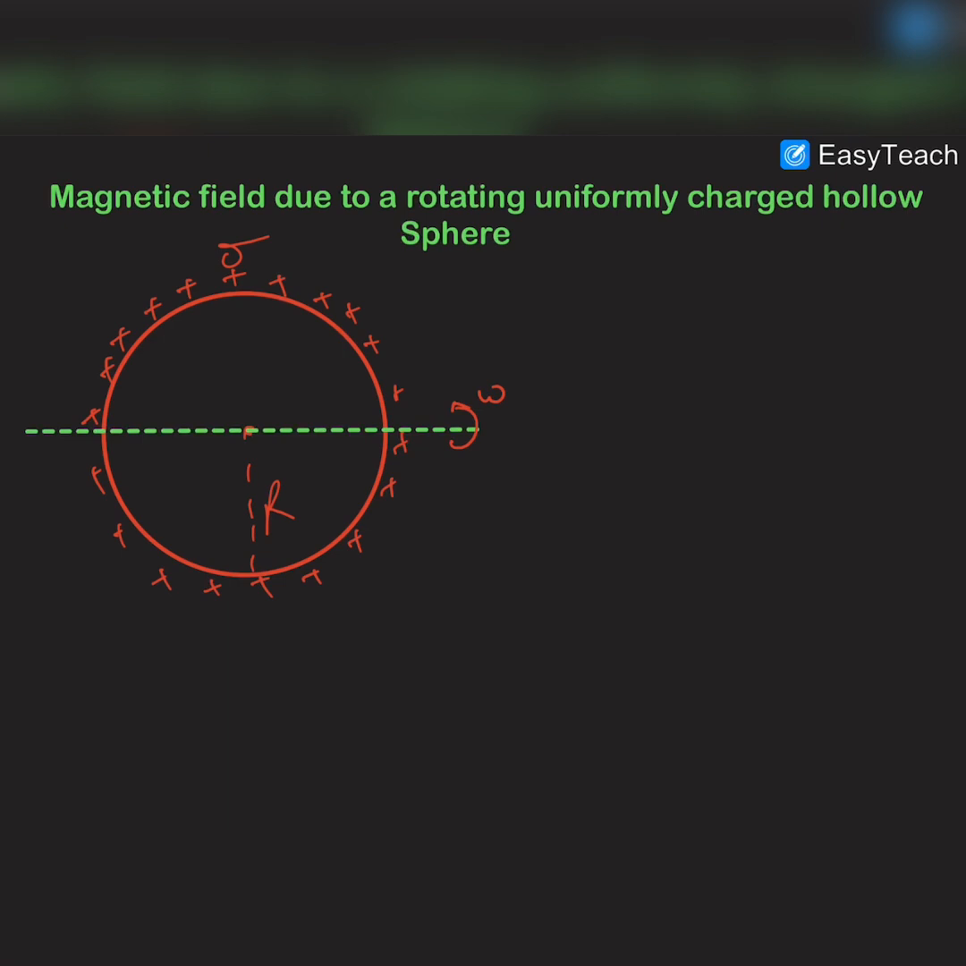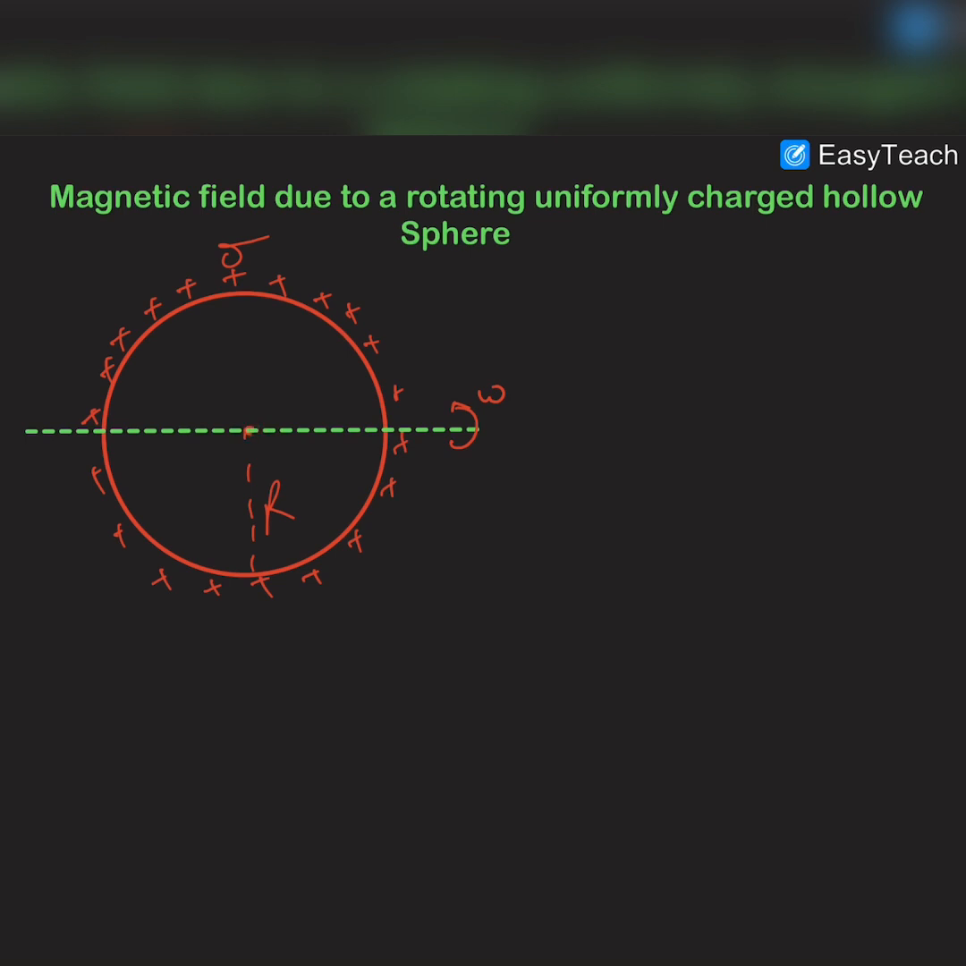In this video, we are going to find out the magnetic field at the center of a uniformly charged, non-conducting, rotating sphere. So you can see that this is a hollow sphere on which the charge is equally distributed on the surface, and this is a non-conducting sphere as well as it is rotating about this axis with an angular velocity of omega.